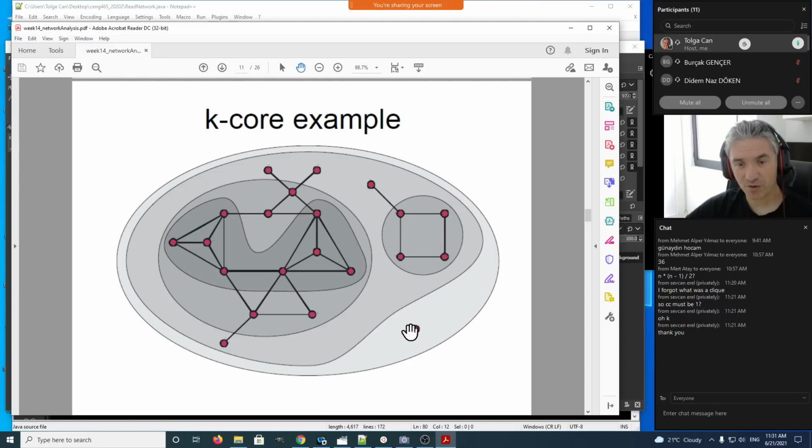This is 0 core. We don't have such singleton nodes in our undirected graph. And this is a 3-core here. If you look at this subgraph, every node in this subgraph is connected to 3 others within this subgraph. Okay, so this is important. Although this one has, for example, 5 edges, 1, 2, 3, 4, 5, these 2 edges do not count because these 2 nodes are part of the 2-core.